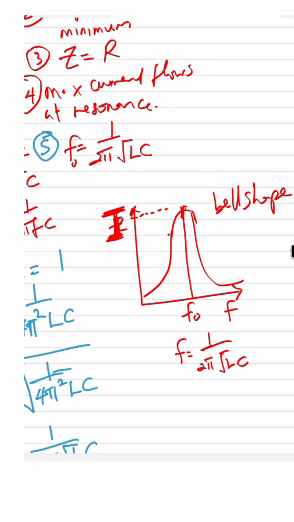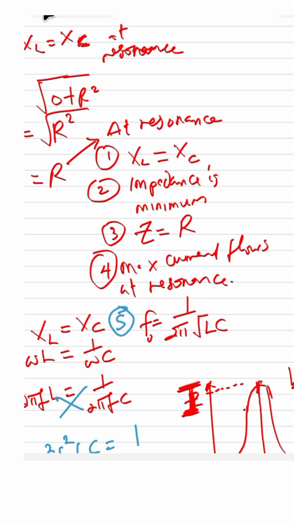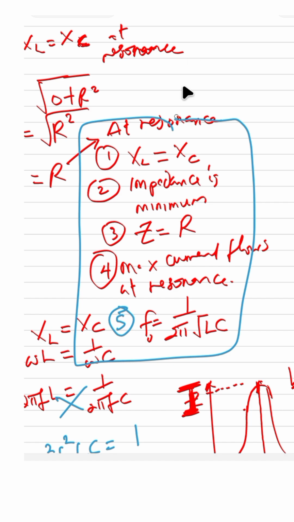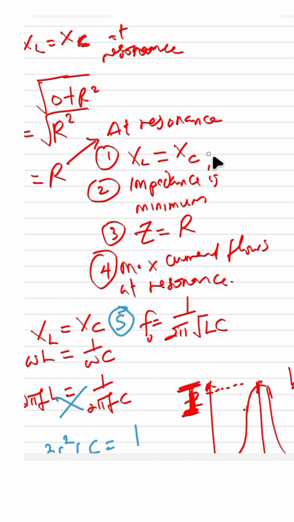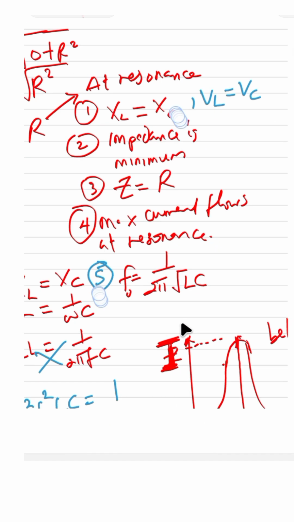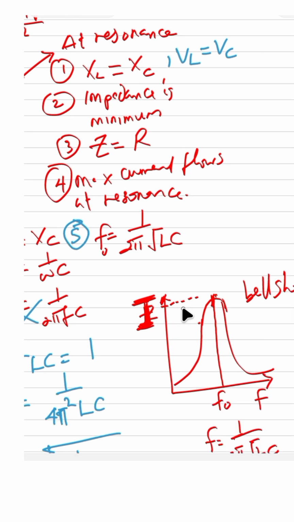Take note of these 5 things. JAMB has asked it before. At resonance, number 1, XL must be equal to XC. Even VL is equal to VC. Let me add that one for you: at resonance, VL is equal to VC. So at resonance, XL equals XC or VL equals VC. The impedance is minimum, the impedance is equal to R, maximum current flows at resonance, and the resonant frequency is 1 over 2 pi root LC. I hope you understand that particular point.